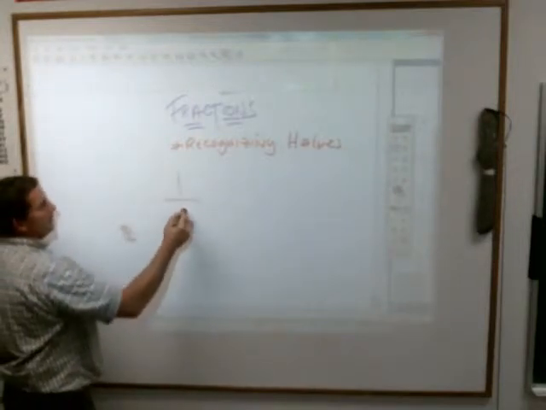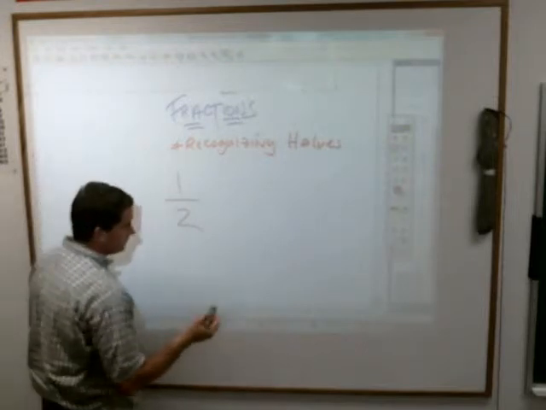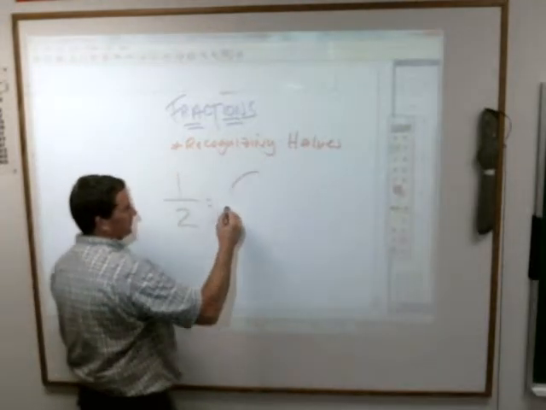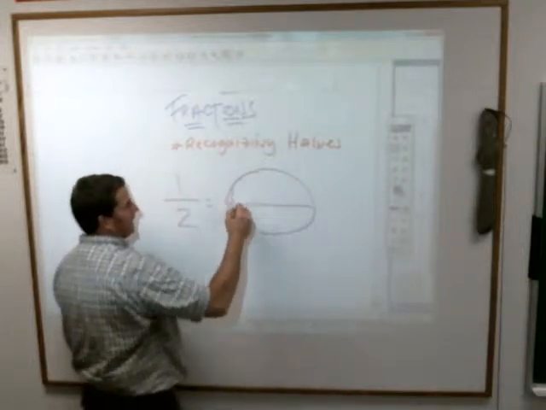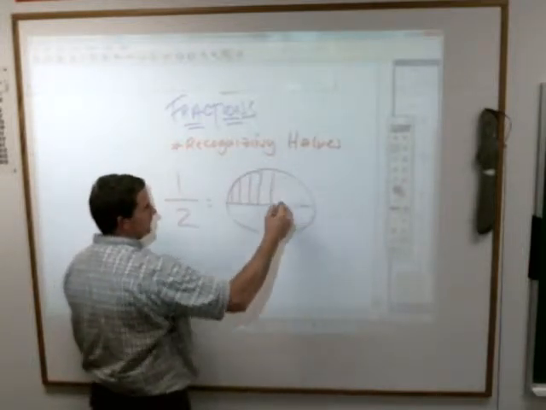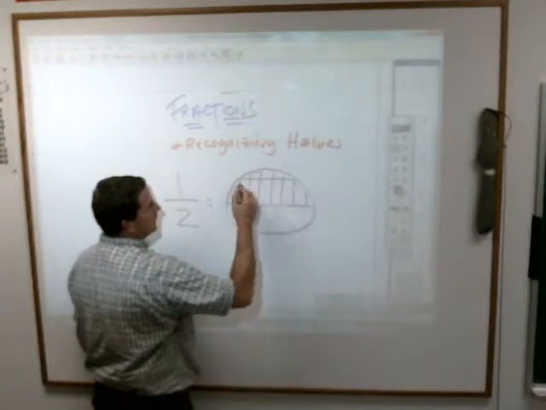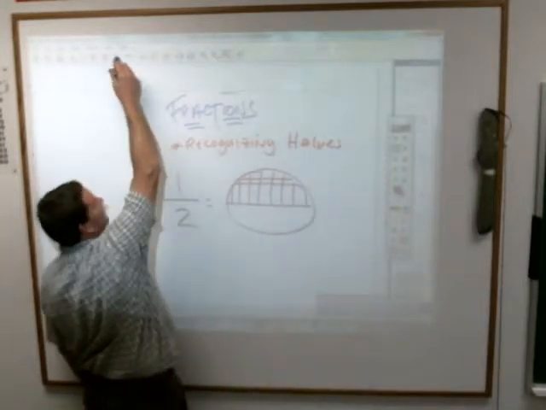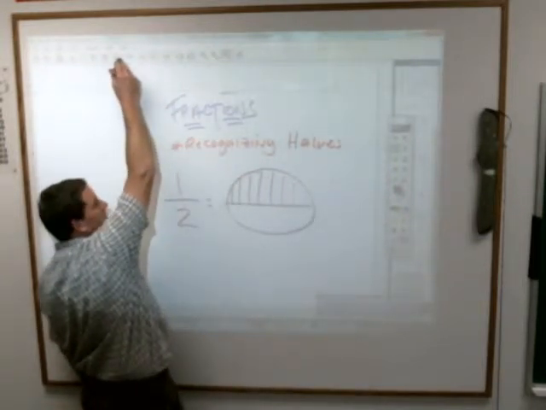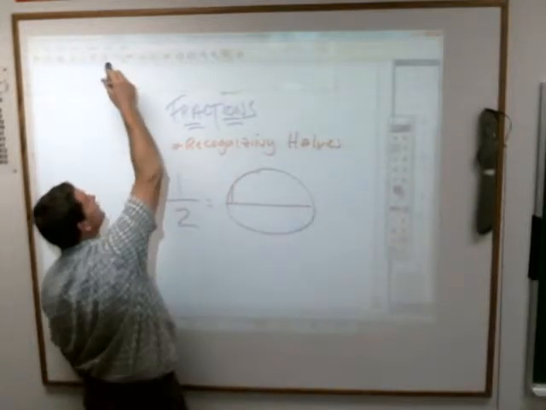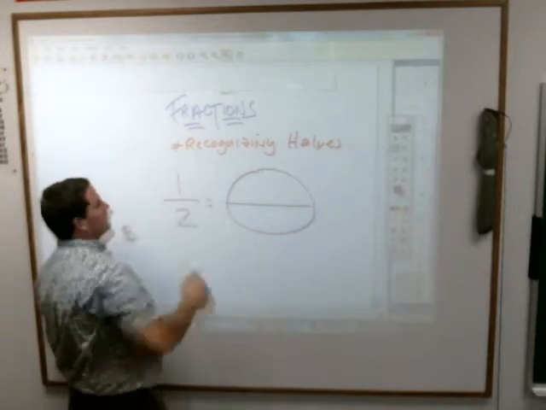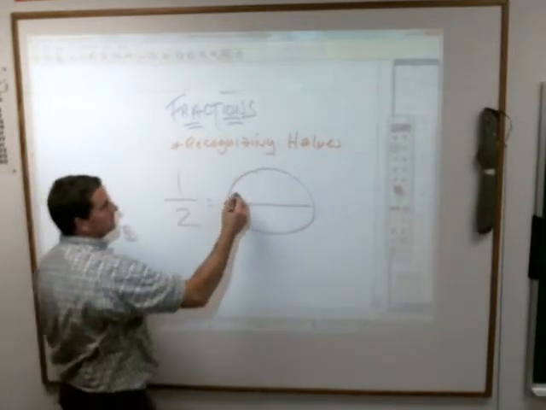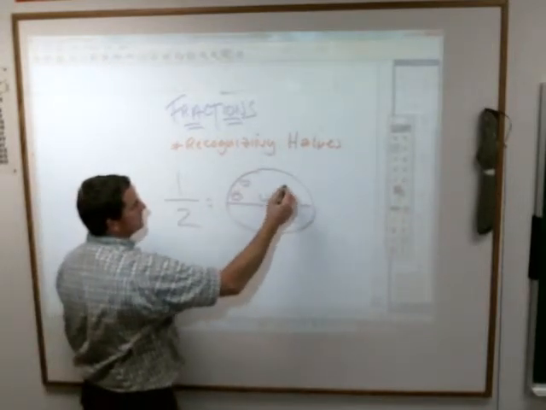If you're talking about 1/2 of something, let's do the old standard, eating a pizza. If you eat a half of a pizza, that means you've eaten a half of a pizza. Usually we cut pizzas into two pieces, like that. So there's your pizza, pepperoni, whatever is on it.